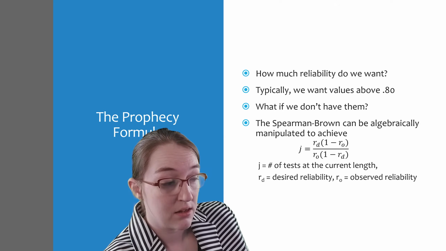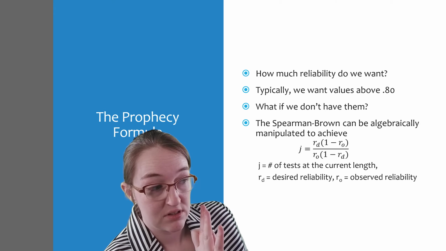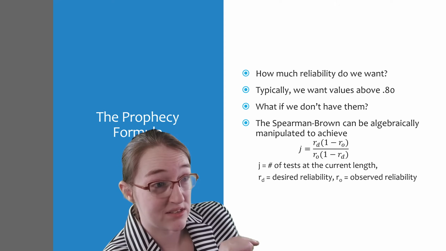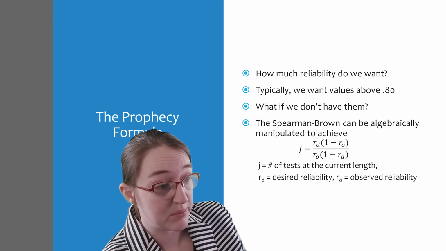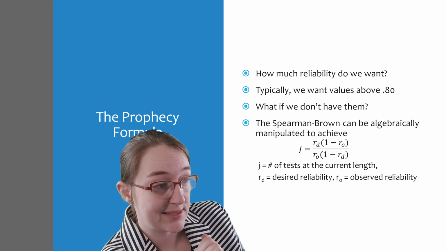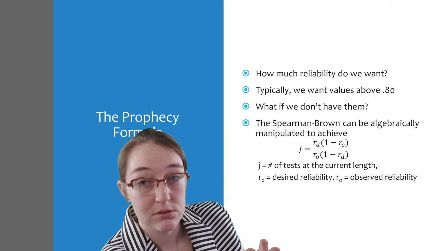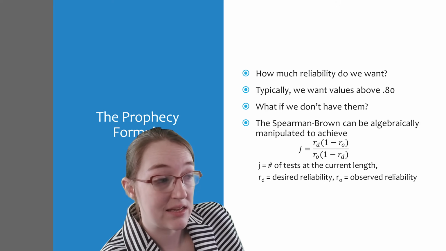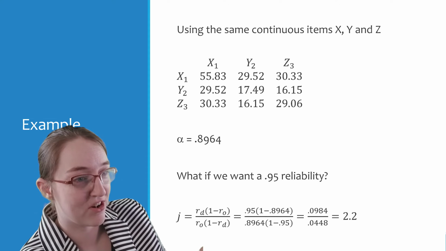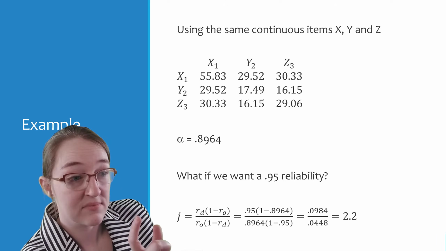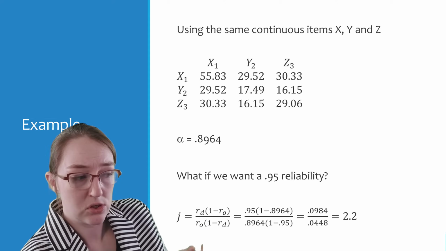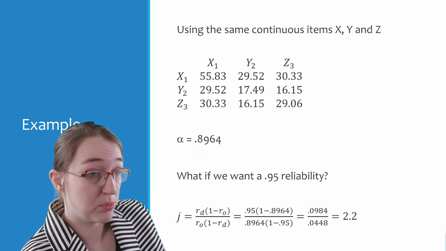So we can see J is the number of tests at the current length, and our desired reliability is R sub D, and our observed reliability is R sub O. So we can pop in those numbers to figure out how much longer our test needs to be in order to get the reliability we want. To illustrate, I have our favorite 3 items that have a really nice reliability of almost 0.9. So what happens if we want to increase that to 0.95?